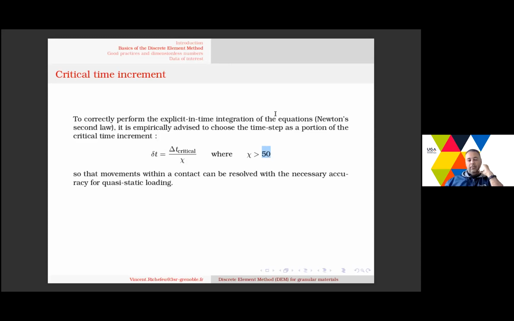You have to experiment. But often, if you are a newbie in DEM, in your first simulations you will observe some blasting, some explosions. Often, this is due to that: the time step is not well set. Okay, I will make a demonstration.